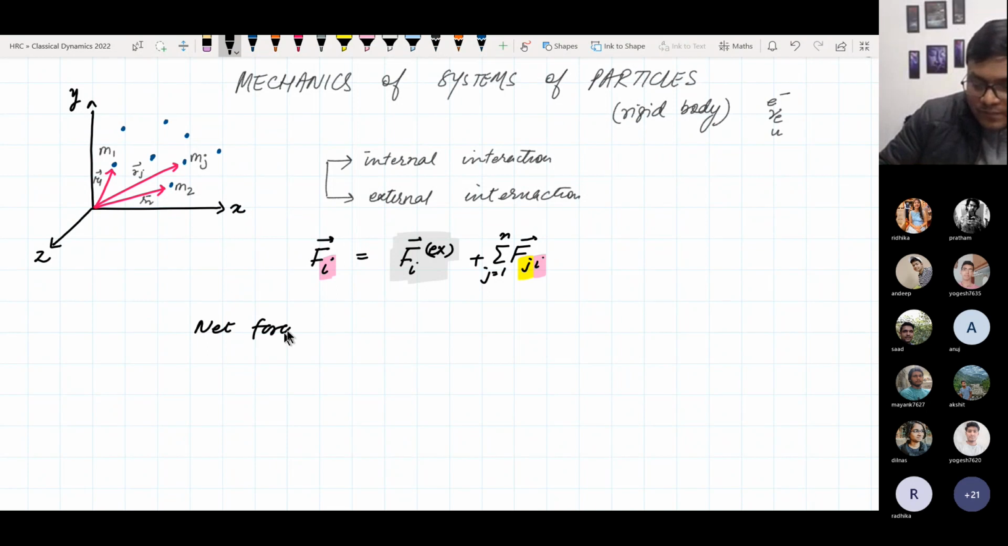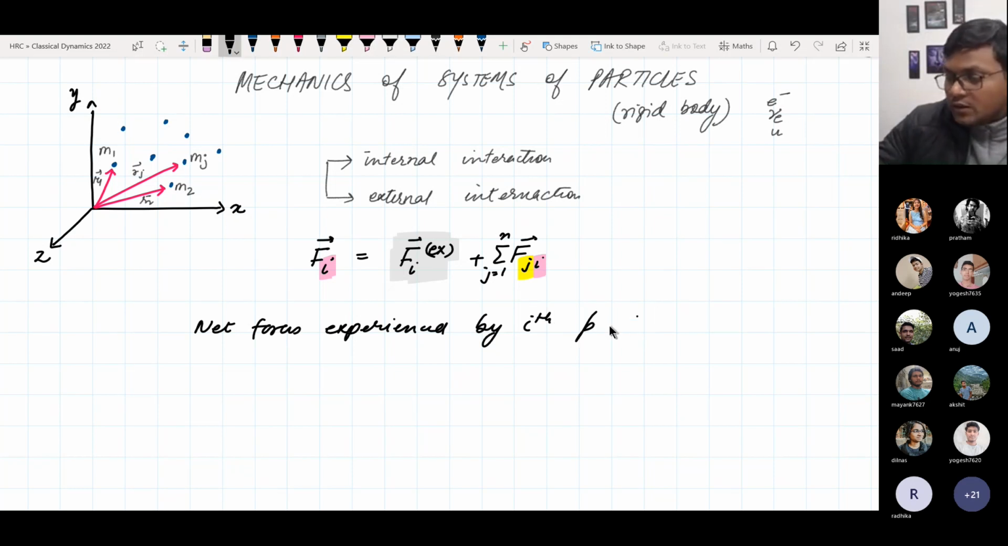Net force experienced by the ith particle in a system of particles. Okay. So the net force experienced by the ith particle is essentially the net force experienced by the system. That's what we are interested in. We're interested in the evolution of the system.